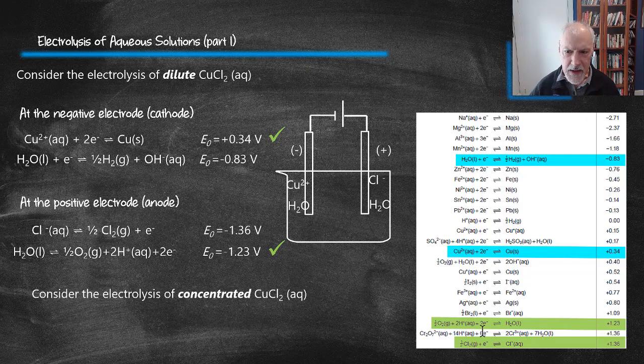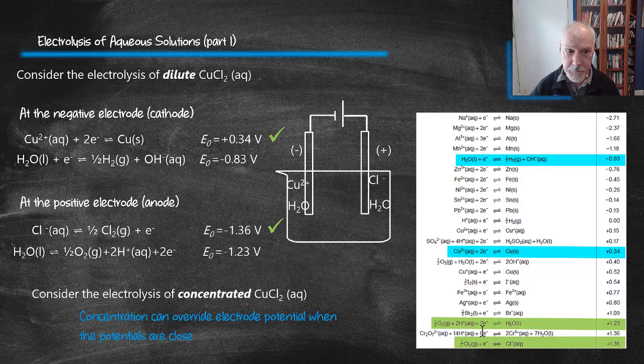Now consider what would happen if we were to use a concentrated copper chloride solution. Concentration can override the electrode potential when the potentials are close to each other. So in our case, the negative 1.36 and negative 1.23 are somewhat close, and if I have an excess or an abundance of chloride, it's possible then that the chloride will undergo a reaction.